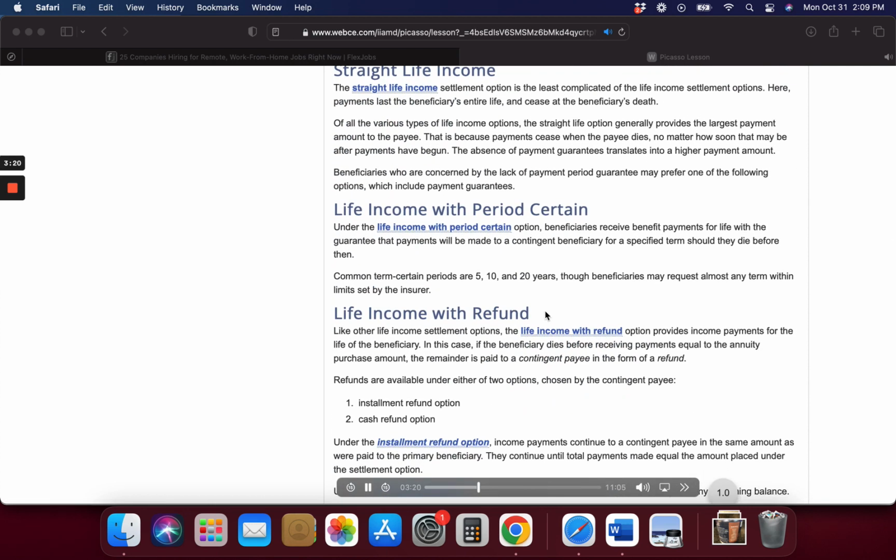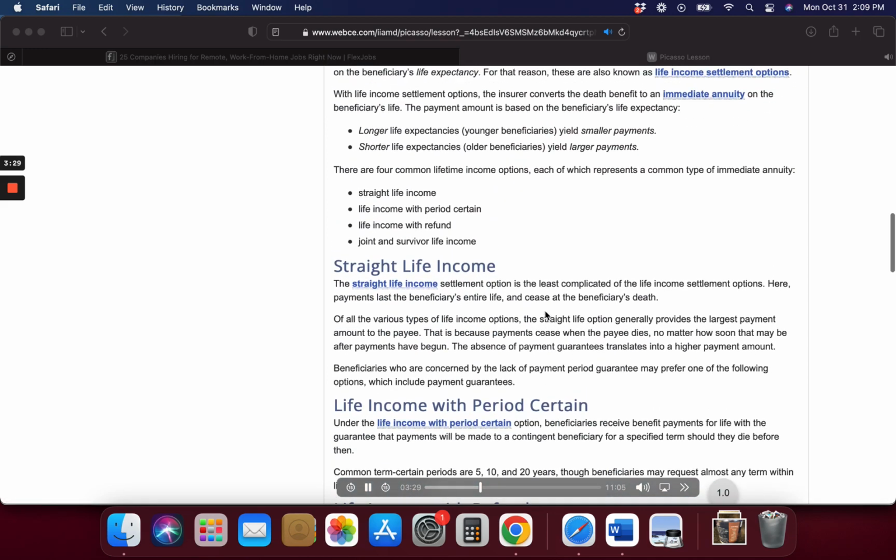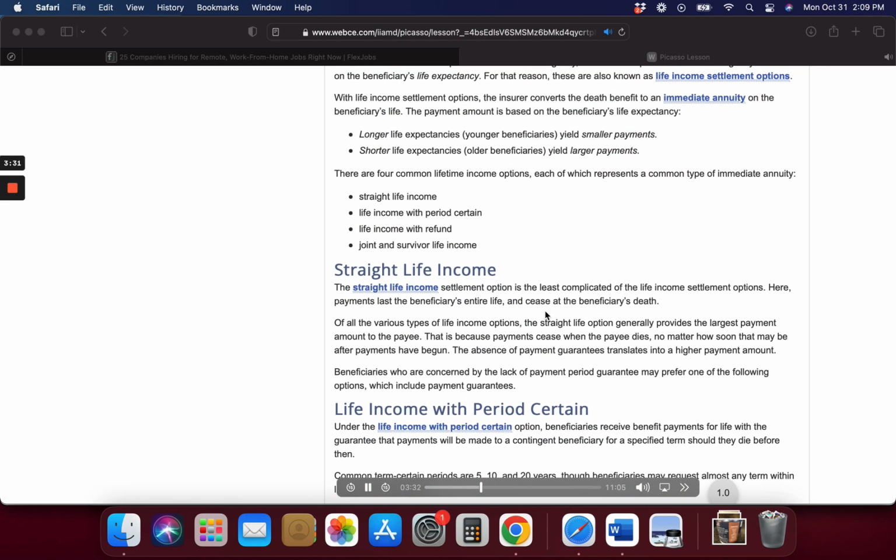If the beneficiary dies before the end of the selected period, payments continue to the contingent beneficiary until the end of the period. The contingent payee can choose to receive a lump sum equivalent of the remaining payments.